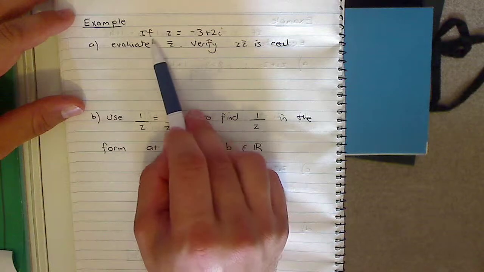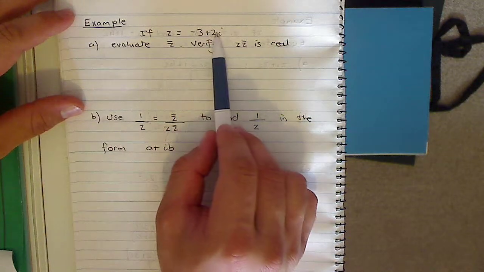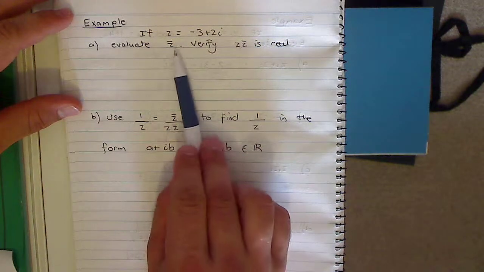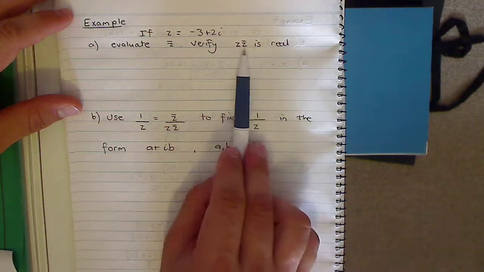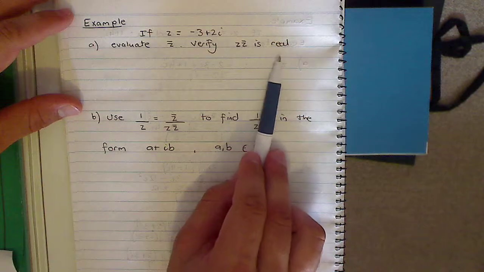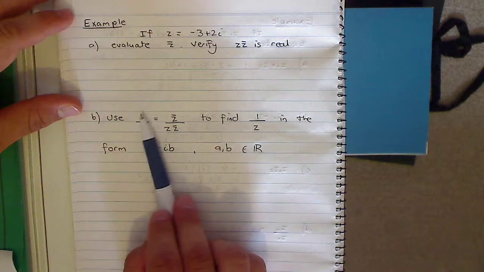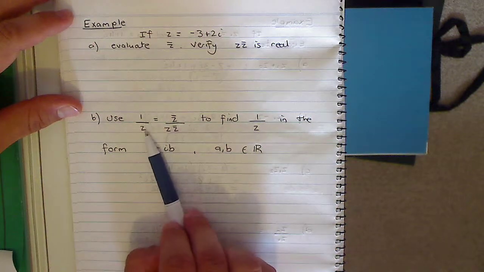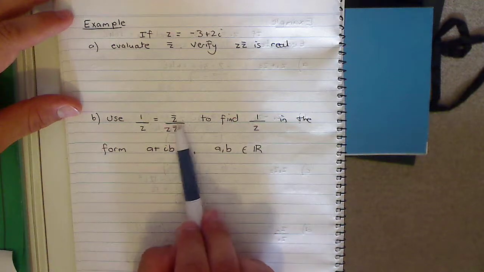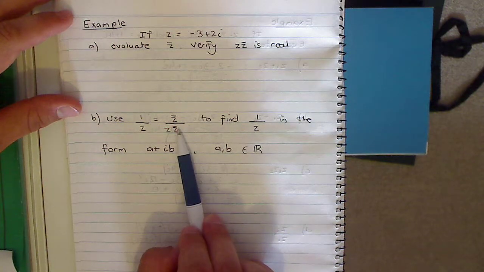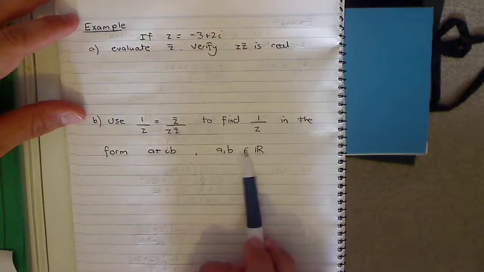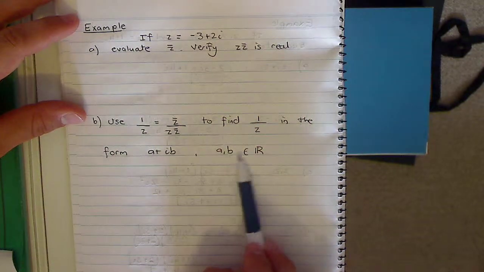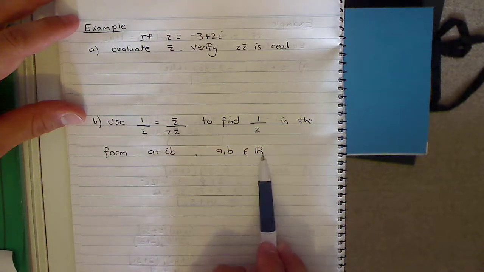Okay, this one says if z equals minus 3 plus 2i, we want to evaluate the conjugate of z, read as z bar, and we want to verify that z times z bar is in fact real. Then we want to use this, that 1 over z equals z bar divided by z times z bar, to find 1 over z in the form of a plus ib, and this is just a little notation saying a, b is an element of real, so a, b are both real numbers.